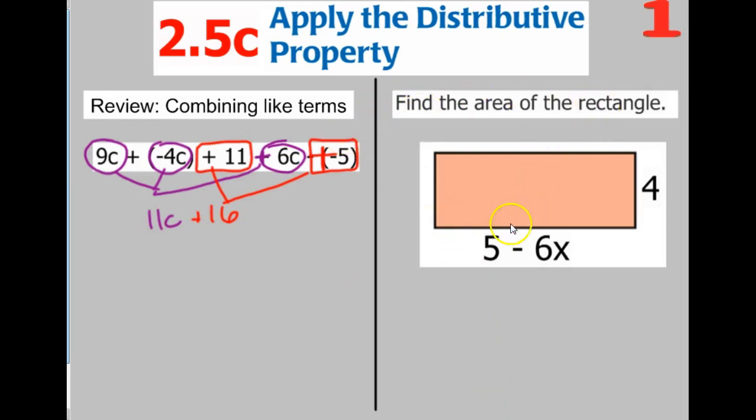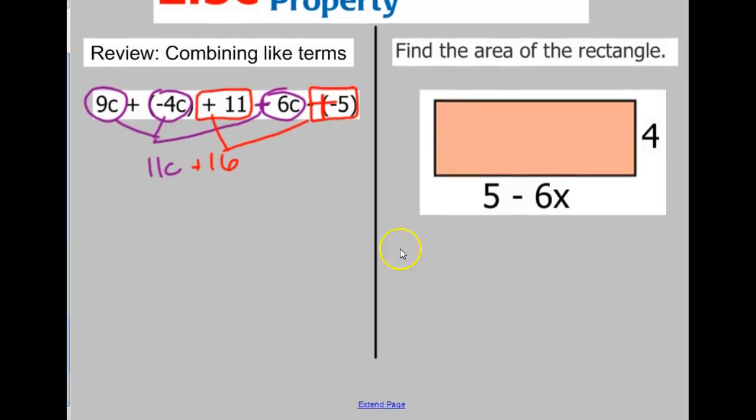Find the area of the rectangle. Area is just base times height. So I'm going to just multiply our base, which is really 5 minus 6x, times our height, which is 4. We know it's multiplied. I'm going to put a multiplication symbol there. So you can either do this by drawing your box and filling in both of these here. I'm going to draw my box down here.